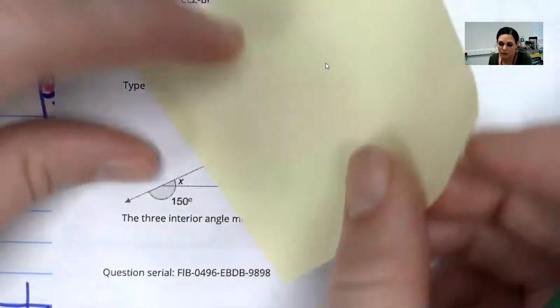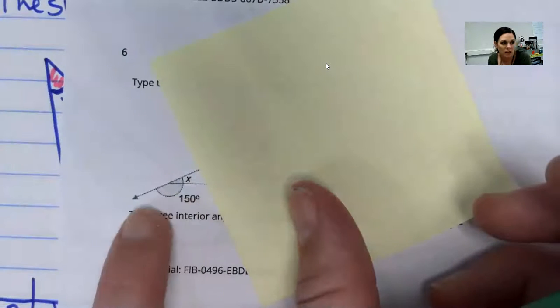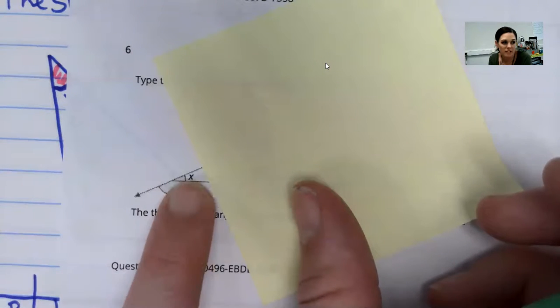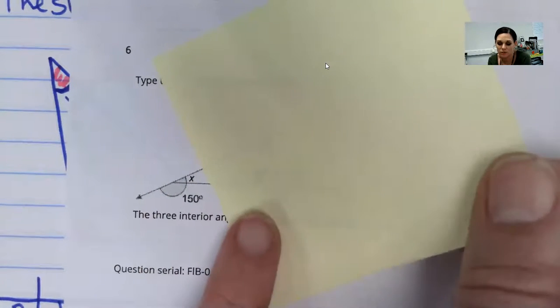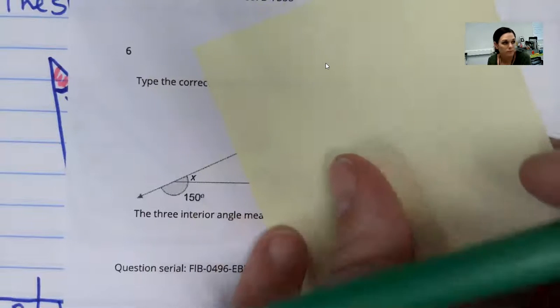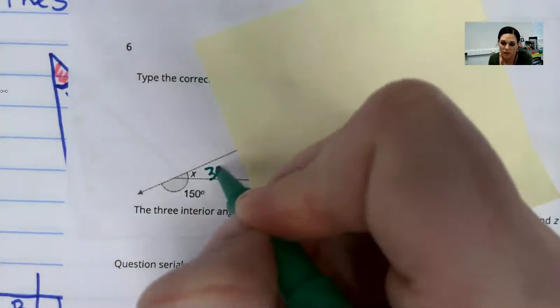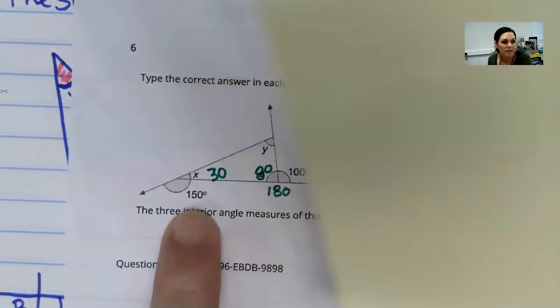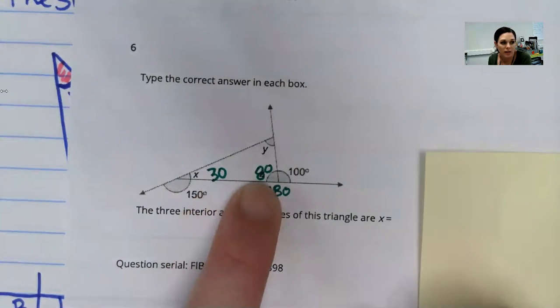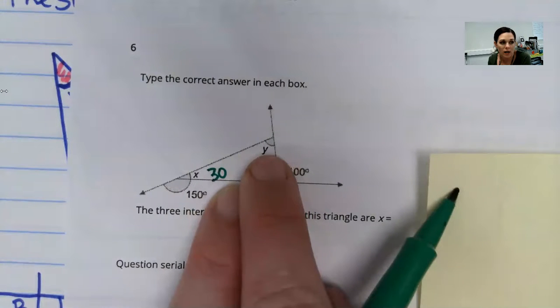And I can do the same thing over here. Well, I have this straight line. If I know 150, X has to be how much? Good. We have to have 30 because 180 minus 150. And then if I know 30 and I know 80, I can figure out Y.